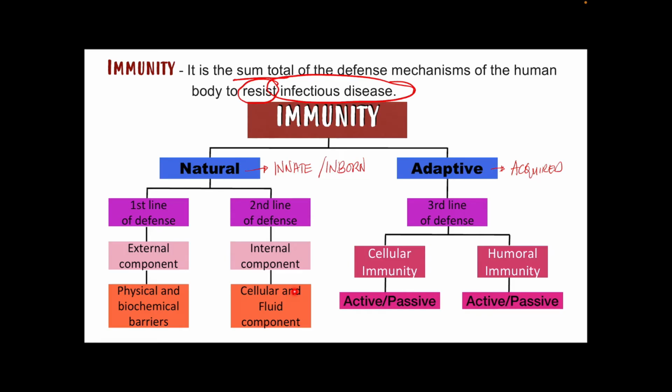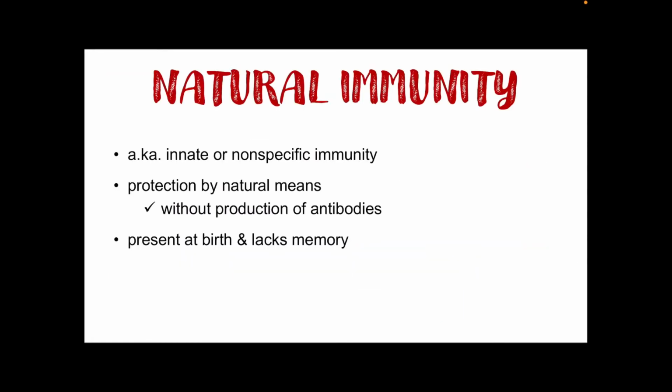And for the third line of defense, which is under the adaptive immunity, it is further divided into cellular immunity or cell-mediated immunity and humoral immunity. The cellular immunity or cell-mediated immunity is mediated by T lymphocytes, whereas the humoral immunity is mediated by B lymphocytes. Both of them are further subdivided into either active or passive immunity. So let's go into detail about natural immunity.